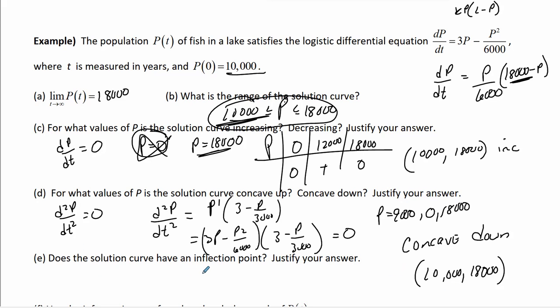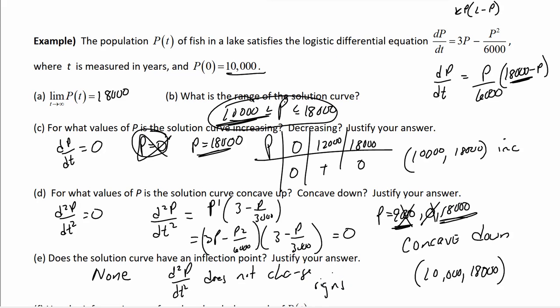Does the solution curve have an inflection point? Well, no, because 9,000 isn't even in our solution curve. 0 is not in our solution curve, so those actually aren't solutions. 18,000 is at the far end, that's the biggest there is, and there's no other critical value that changes signs. So we have no inflection point, because d squared p over dt squared does not change signs.